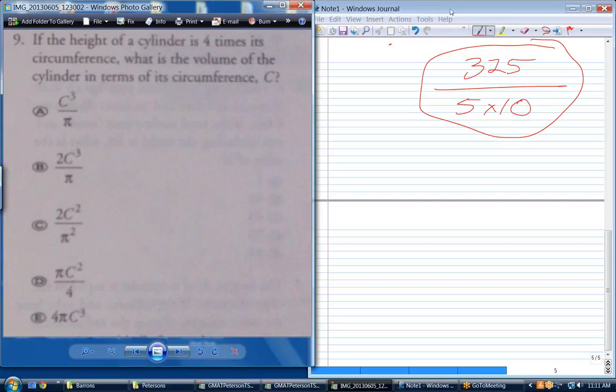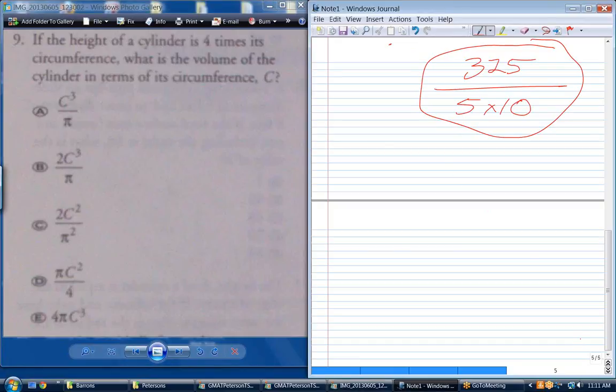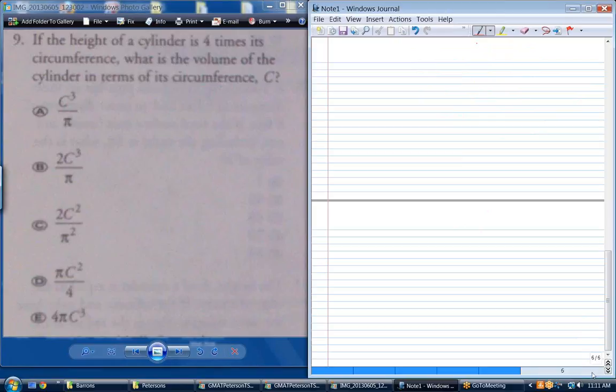If the height of a cylinder is 4 times its circumference, what is the circumference? Sorry, circumference. That's okay.